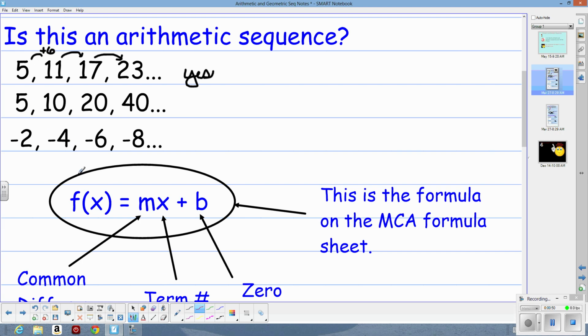From 5 to 10, that is adding 5. And then from 10 to 20, it is adding 10. So this one is not an arithmetic sequence.